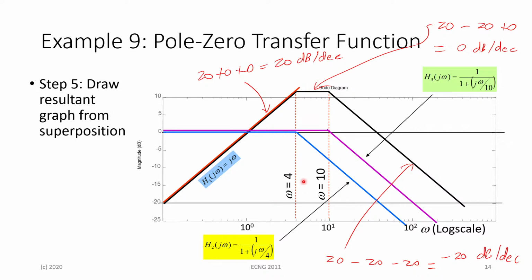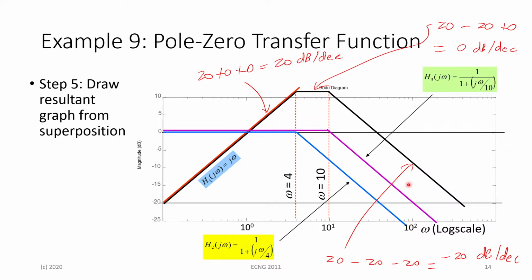In between omega equals 4 and omega equals 10, this H1 j omega line is still going throughout the entire graph. So H1 j omega here is going to be 20 decibels per decade. The H2 j omega graph at this point, in between omega equals 4 and omega equals 10, is going to be minus 20 decibels per decade. So we put in that minus 20 here. And then the H3 j omega graph is at 0 decibels per decade. So we add that 0 in as well. That's 20 minus 20 giving us a result of 0, plus 0 giving us 0 decibels per decade.